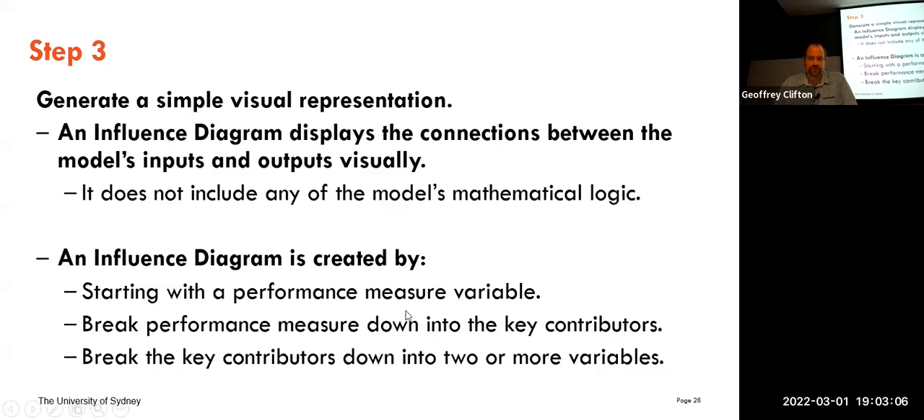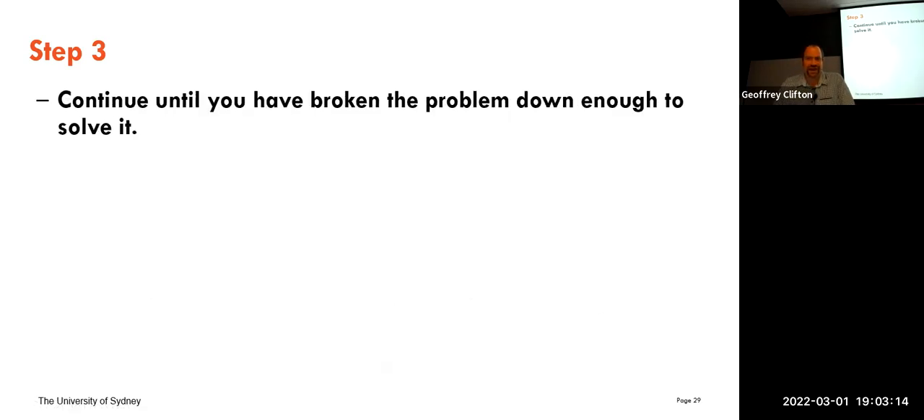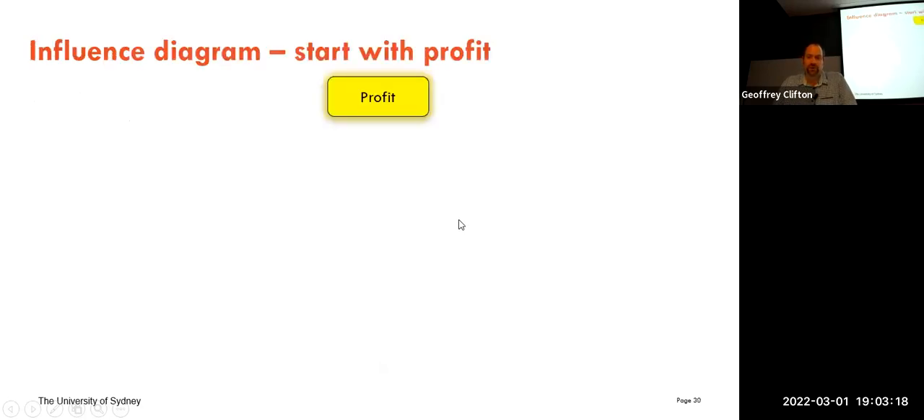So you start with the performance measure variable, you break it down into its key contributors, and break that down and so on, until you've broken the problem down enough to solve it. Let's have a look at what that would look like. So we start with profit. Why profit? Because profit is the key objective of Simon.